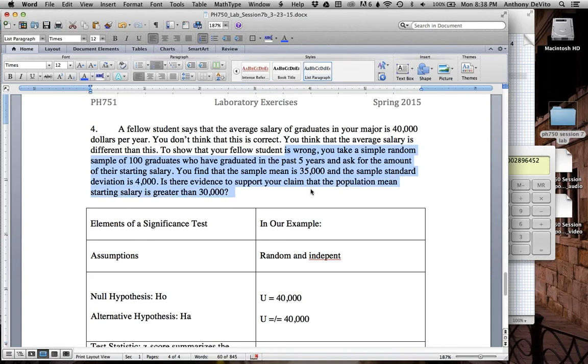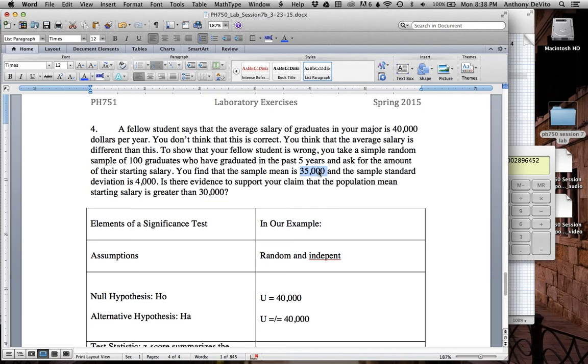Actually, you wouldn't know any of this before you made the argument. You made the argument, and now you're going to go out and prove it. I'm going to take a sample. I'm going to sample 100 undergraduates randomly and find out what their salary is. Turns out that your sample mean is 35,000. That doesn't mean that he's wrong. Your sample could be, by chance, off. The population could still be 40,000, but your sample mean could be different than the actual population mean.